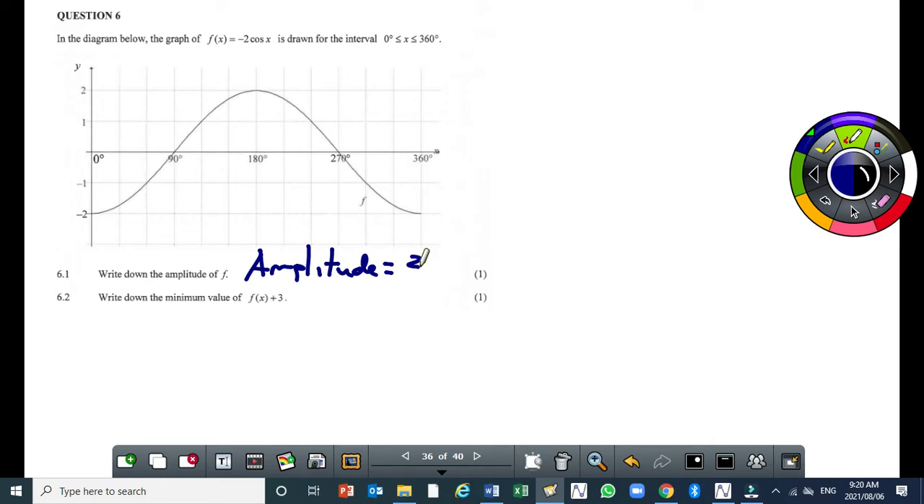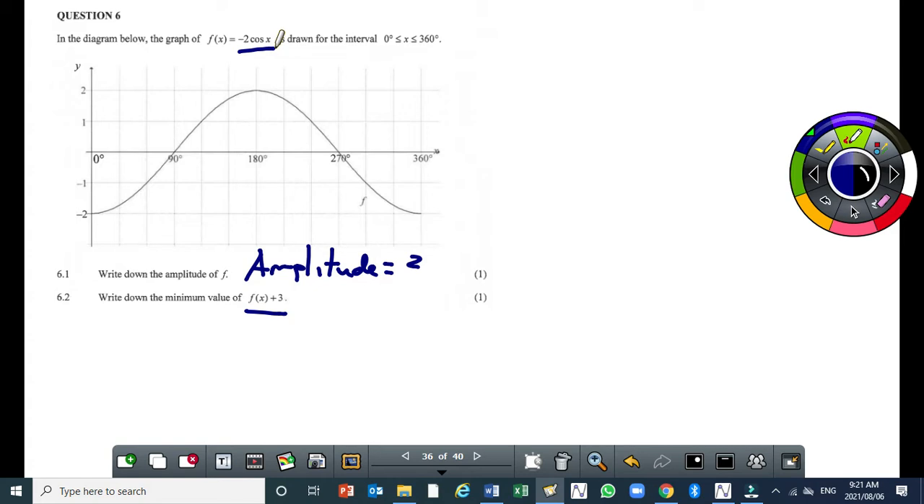plus 3. Now, what this means, by f of x plus 3, we are saying it's a new graph. And that new graph, you get it by shifting f of x by 3 units upwards. That's what it means. Okay? Because you need to know what this means. Your f of x is minus 2 cos x. So where there is f of x there, you replace that f of x by minus 2 cos x, you get a new graph.